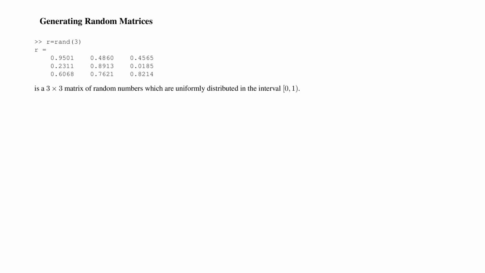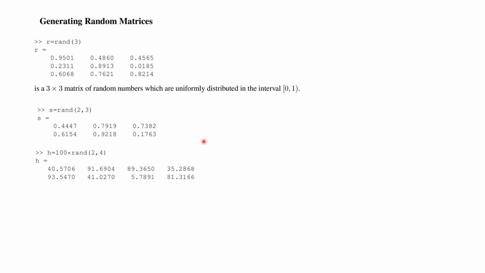MATLAB has its own random number generator, and you can type help rand to see the details of that. If you tell it rand(3), it'll generate a 3 by 3 matrix, and the elements in the matrix will all be uniformly distributed in the interval 0, 1. If you specify the size of the matrix as 2, 3, same story, but now it generates a 2 by 3 matrix with elements in the interval 0, 1. You can scale them up. So if you wanted them not in the interval 0 to 1, but 0 to 100, you just scale it up.